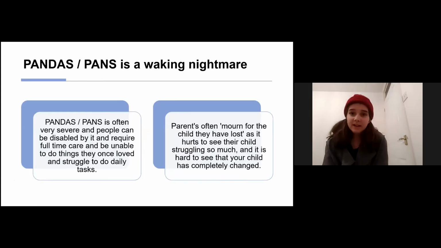It is a waking nightmare. People are often severely disabled by it and can require full-time care, and parents can leave employment, and it can be traumatic to the family. So people might struggle to do things they once loved and may be unable to do daily tasks, and parents often mourn for the child they have lost, as it really hurts to see that their child has completely changed.